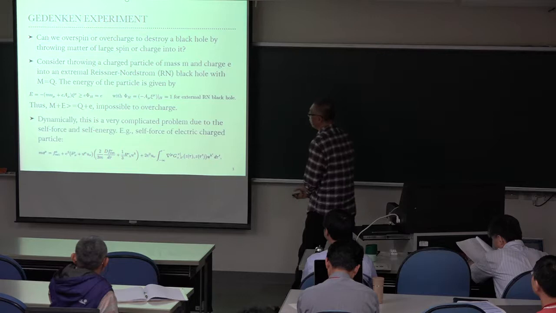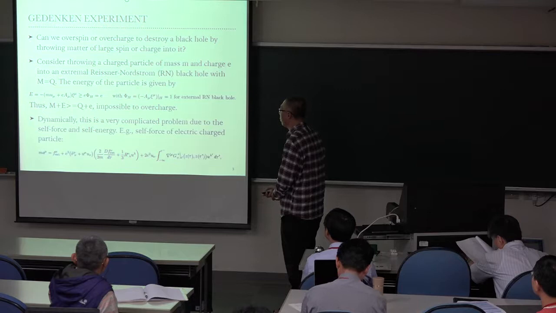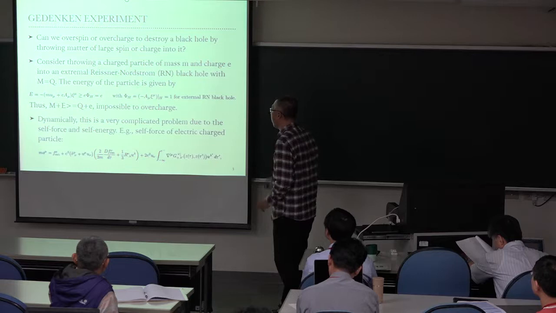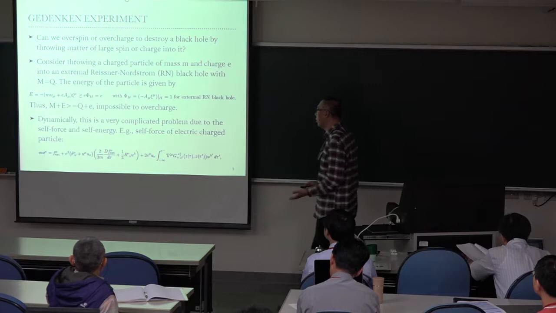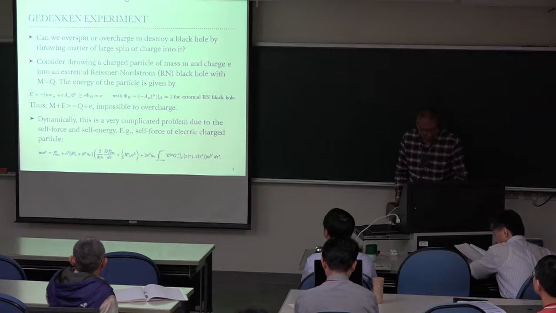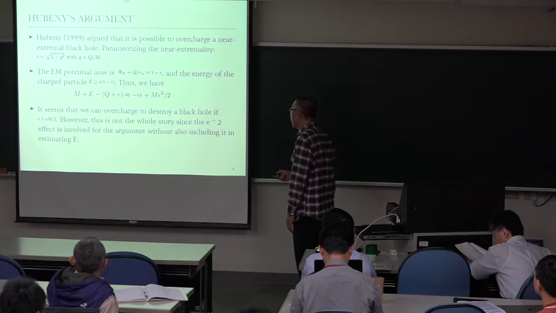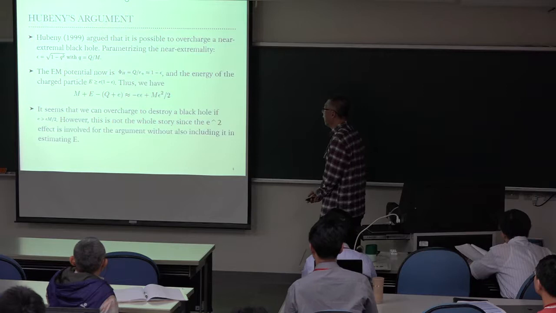And the potential at the horizon is equal to 1 for the extremal black hole. So for the extremal black hole, it's not difficult to see by this simple argument that even if your particle goes into the black hole, the mass is always greater than the charge associated with this particle. So it's impossible to overcharge the black hole, and the cosmic censorship will not be violated. And then comes the Hubeny argument around 20 years ago. She argued that actually it's possible to overcharge a near-extremal black hole.